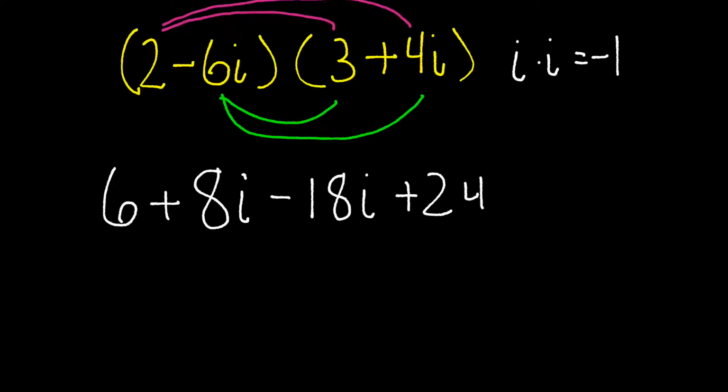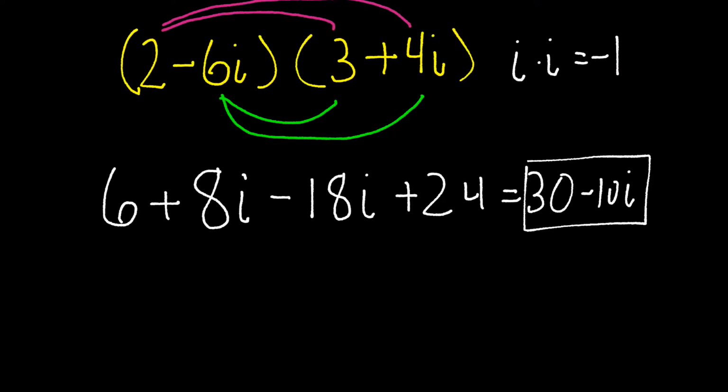The last thing we have to do is combine our like terms. I've got a 6, and I've got a positive 24, so this is going to change into 30, and then I have an 8i minus 18i. 8 minus 18 is negative 10, and then the i's come along with it, so I have 30 minus 10i, and that is my final answer.